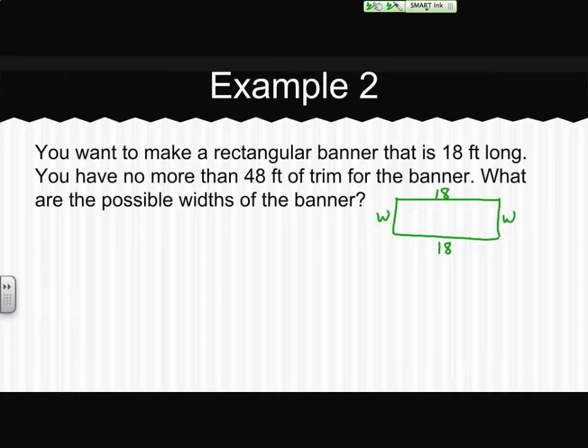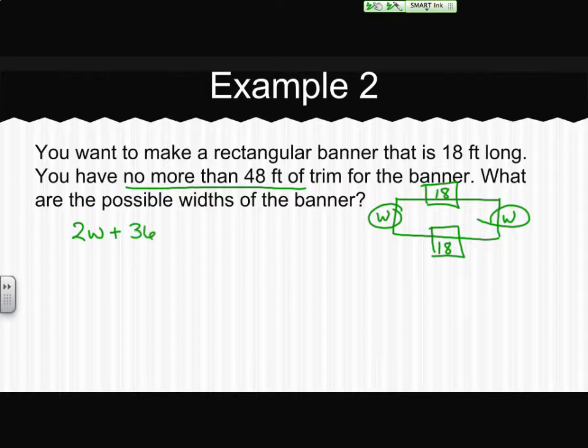But it says you have no more than 48 feet of trim for the banner. Well, trim means it's going around the banner. That's perimeter. So to set up an equation, we know that W plus W gives me 2W. So I have 2W plus 18 plus 18, which gives me 36. And that's the distance all the way around my rectangle. We know that has to be less than or equal to 48 because I don't have any more than 48 feet of trim.